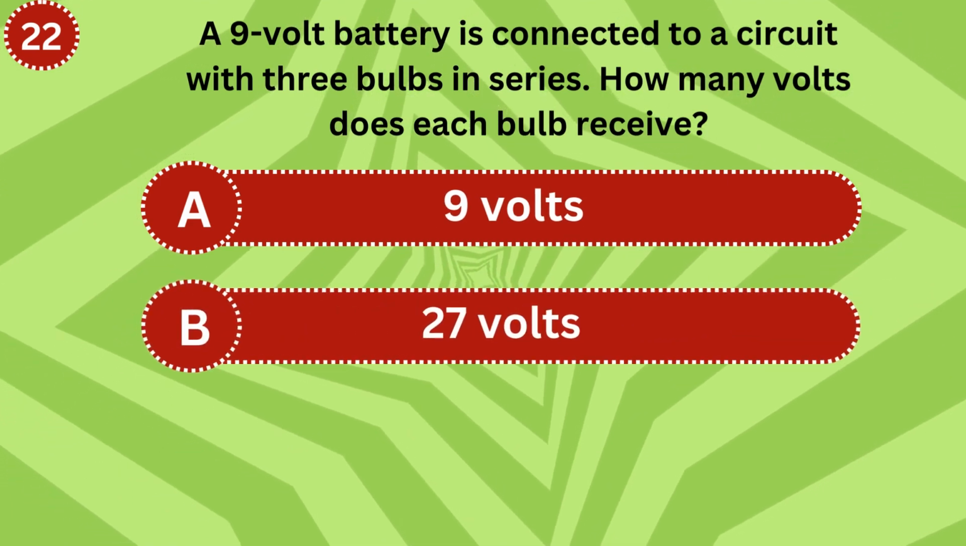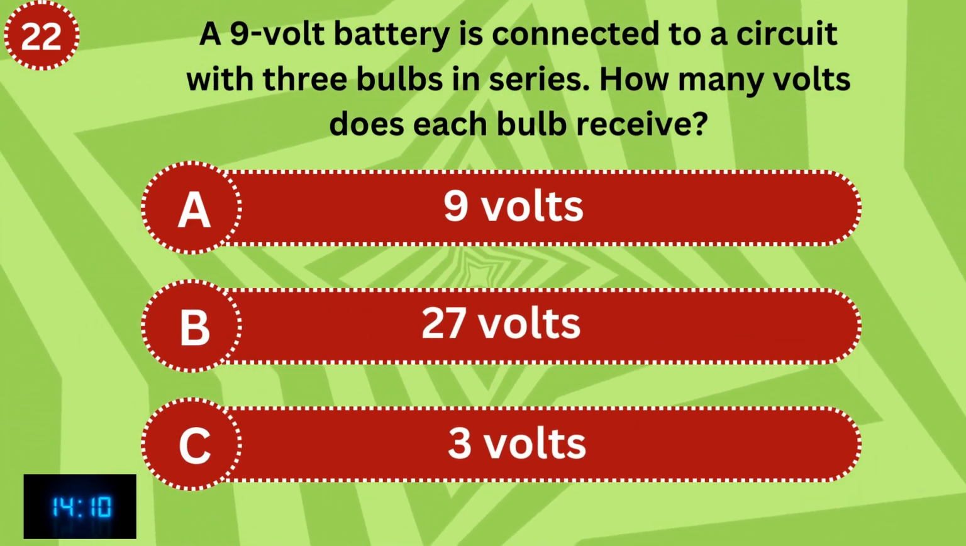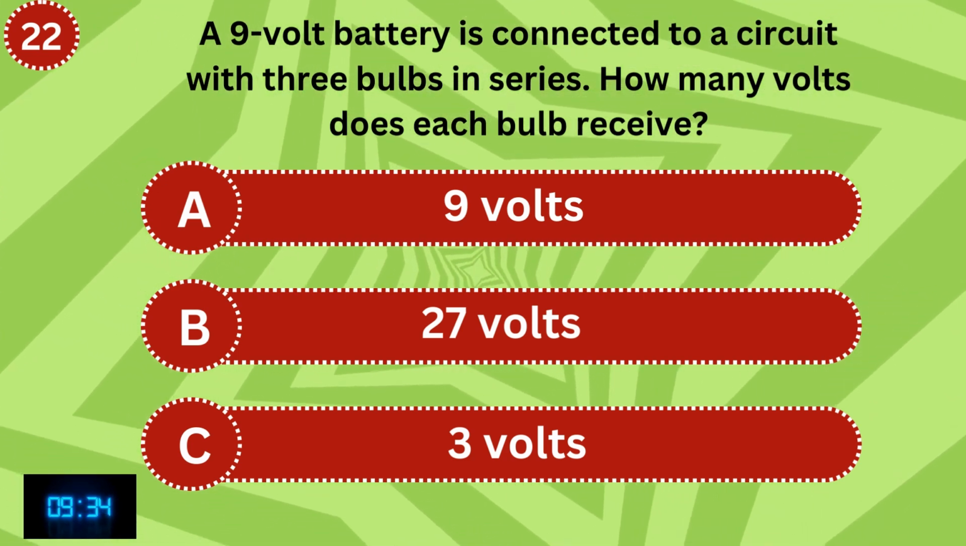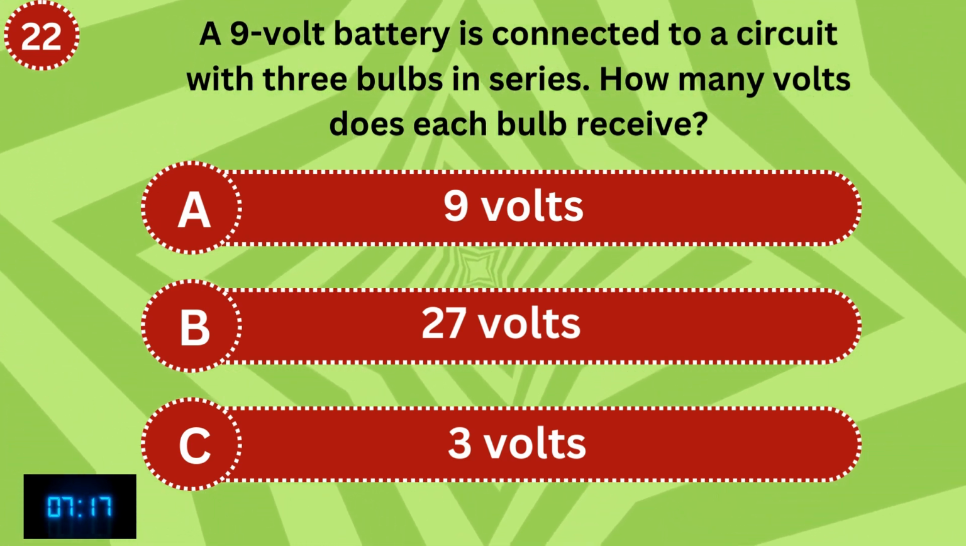A 9-volt battery is connected to a circuit with 3 bulbs in series. How many volts does each bulb receive? 9 volts, 27 volts, 3 volts.